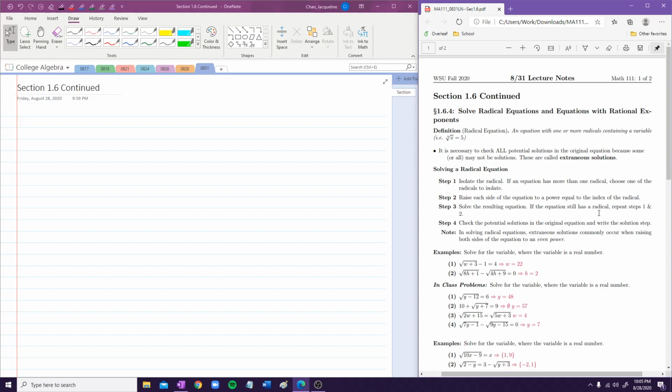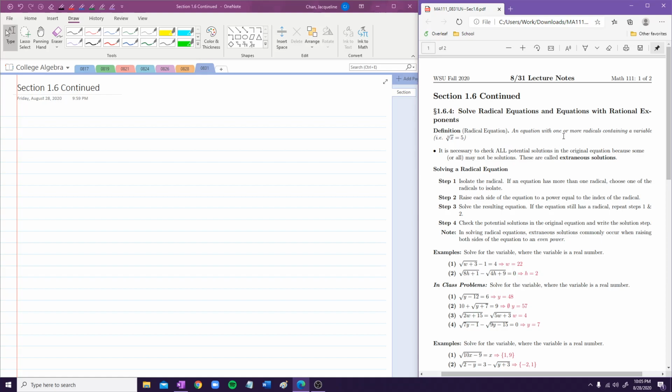In today's lecture, we will be continuing section 1.6, but this time we will be talking about section 1.6.4, which is solving radical equations and equations with rational exponents. So first of all, what is a radical equation?